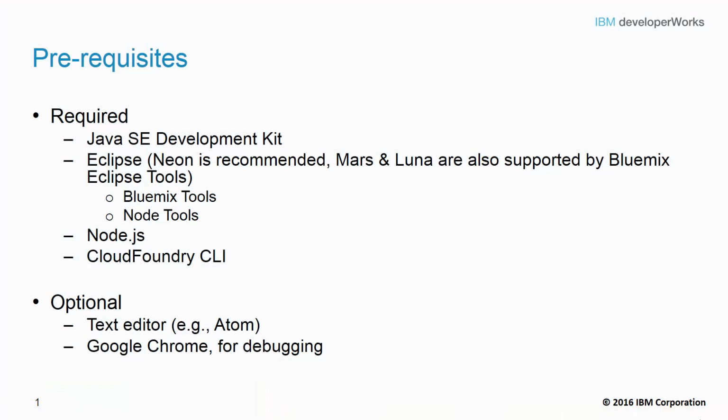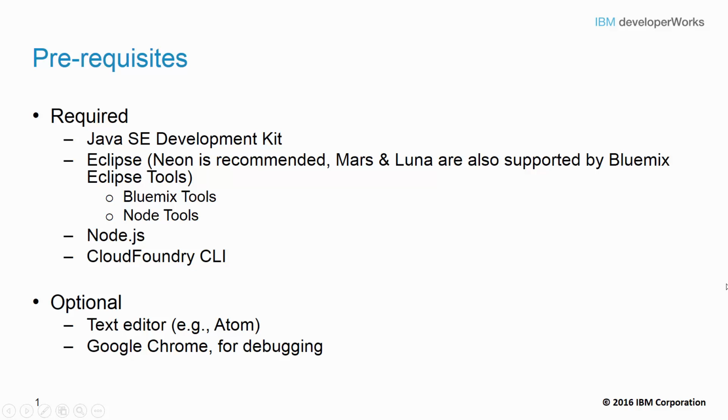In this video, you will see the steps to install the prerequisites for the course on a Windows workstation. We're going to install 4 required items and also go through 2 optional items. We'll install a Java SE Development Kit version 8. We'll install Eclipse version Neon.